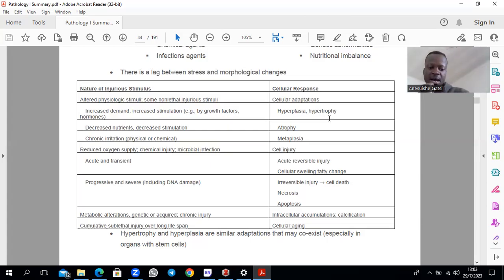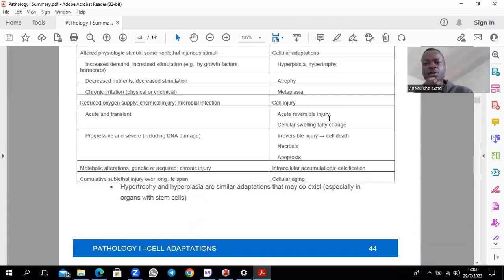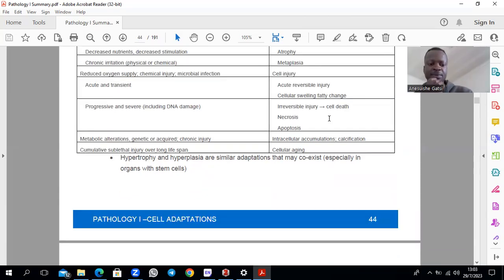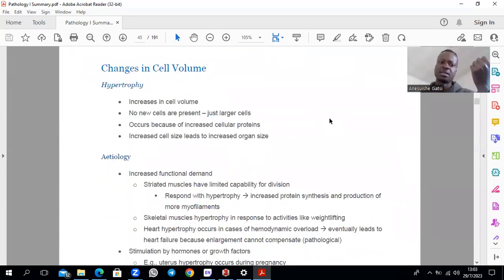Then hypertrophy and hyperplasia may coexist. You guys must know this from histology of the uterus, right? So changes in cell volume. For this, you can talk about hypertrophy. And what's hypertrophy? Hypertrophy is basically an increase in cell volume. Layman terms, an increase in cell size. That's hypertrophy. And there are no new cells that are generally present as compared to hyperplasia.